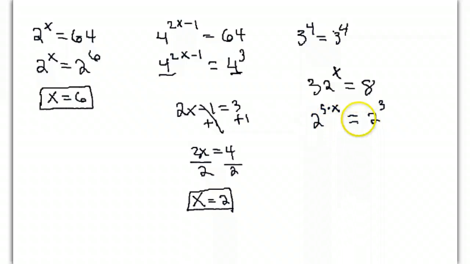So the bottoms are the same. So what's the next step? 5x equals 3. And how you solve for x? Divide by 5 and then you got your answer. So x is 3 over 5.